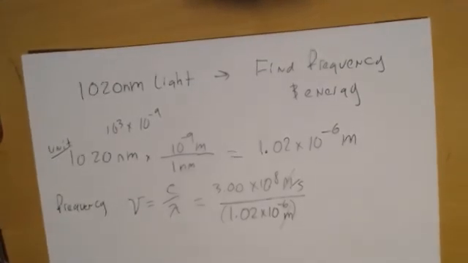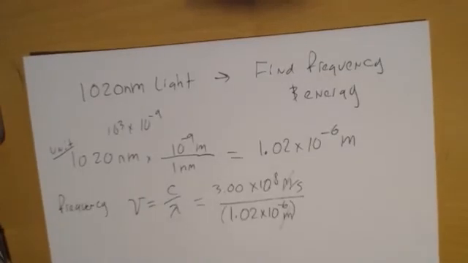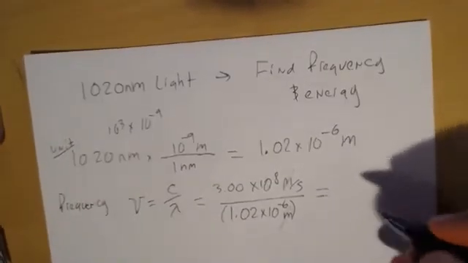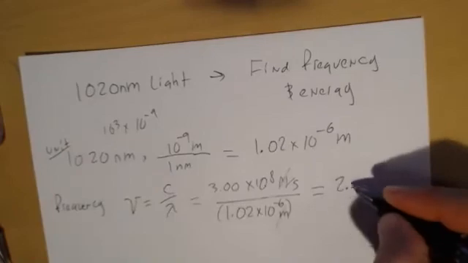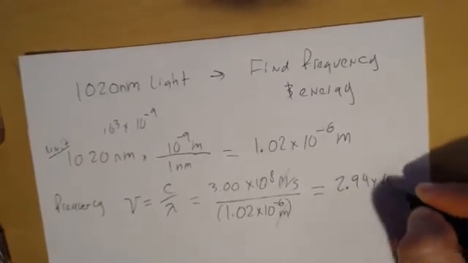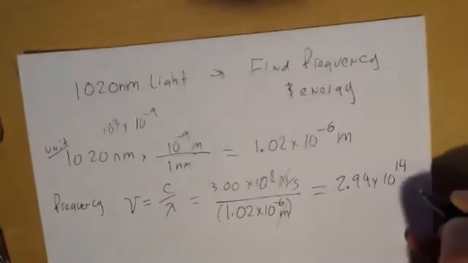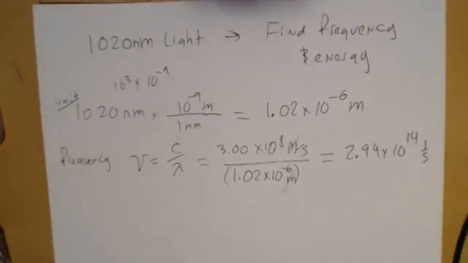It should be 2.94 times 10 to the 14. Yes, that's correct. 2.94 times 10 to the positive 14 per seconds. Okay, so that's the frequency.